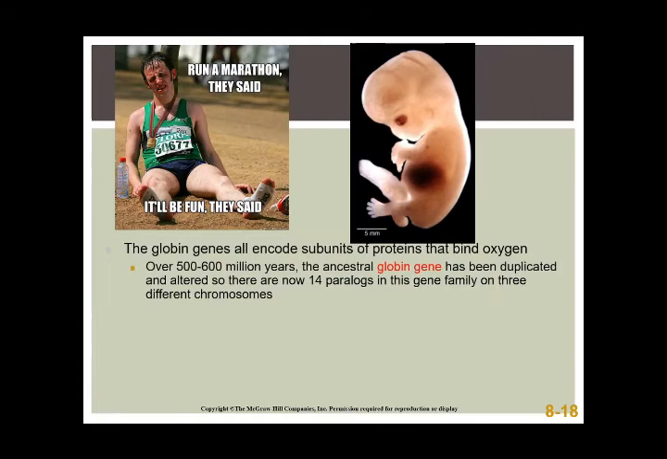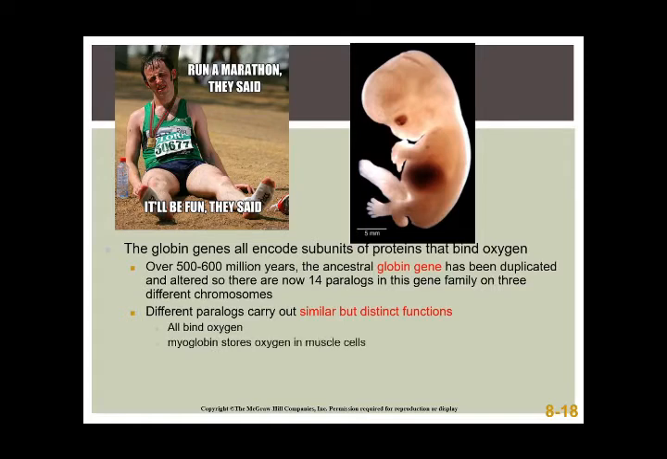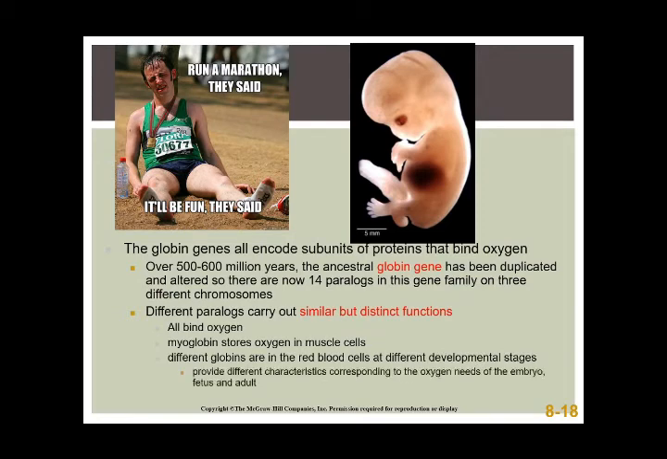So an example would be the globin genes. All of the globin genes encode subunits of protein that bind oxygen. Over 500 to 600 million years, the ancestral globin gene has been duplicated and altered. So there are now 14 paralogs in the gene family on 3 different chromosomes. The different paralogs carry out similar but distinct functions. All of these genes bind oxygen, but you have myoglobin, so oxygen in muscle cells, and then you have different globins in red blood cells at different development stages. So these provide different characteristics corresponding to the oxygen needs of the embryo, fetus, and adult.